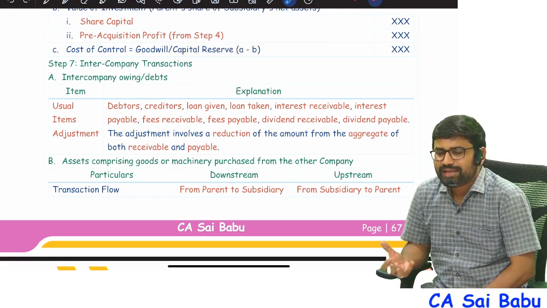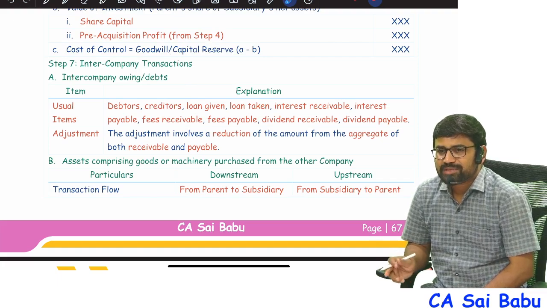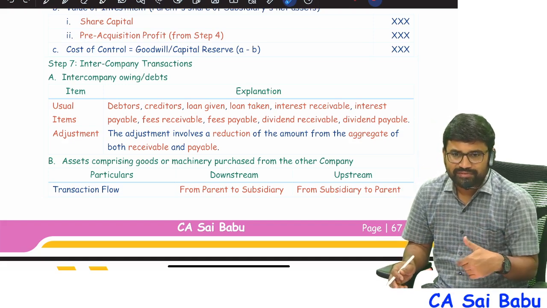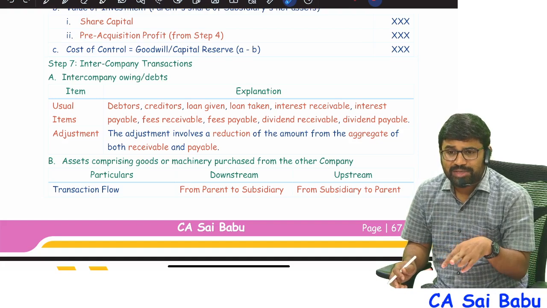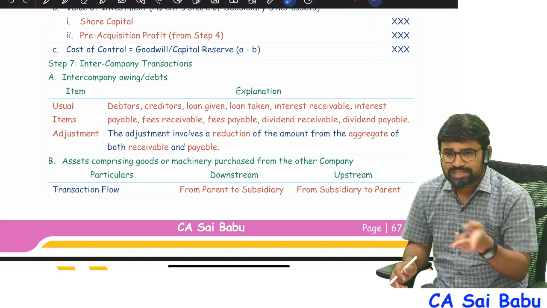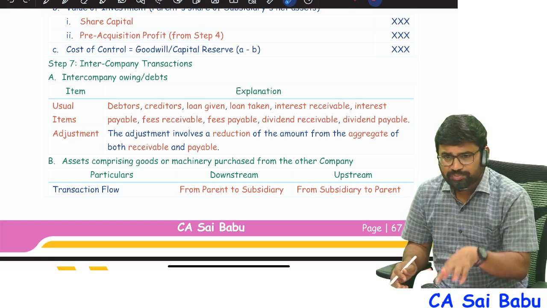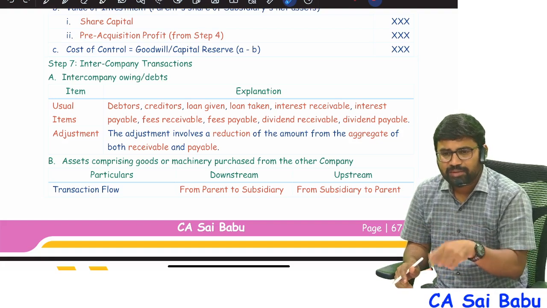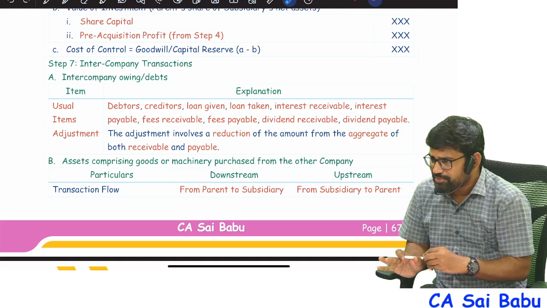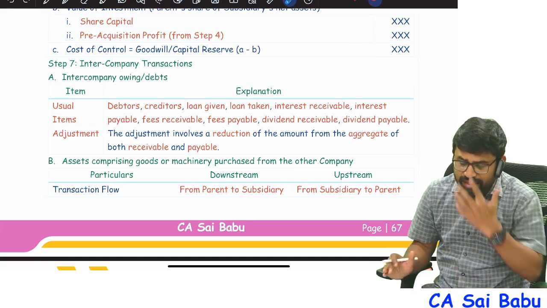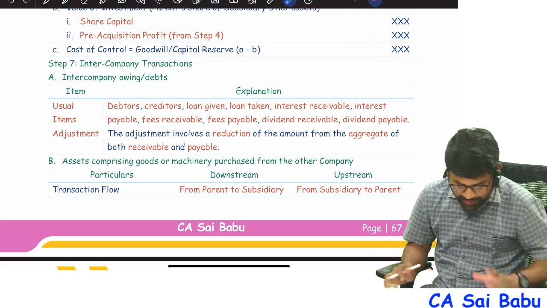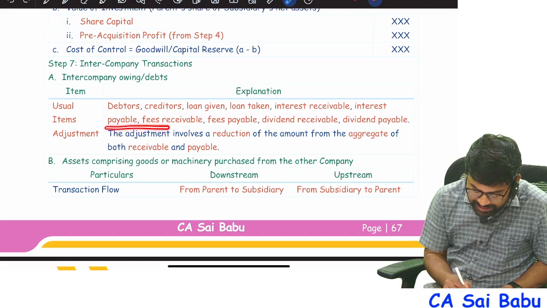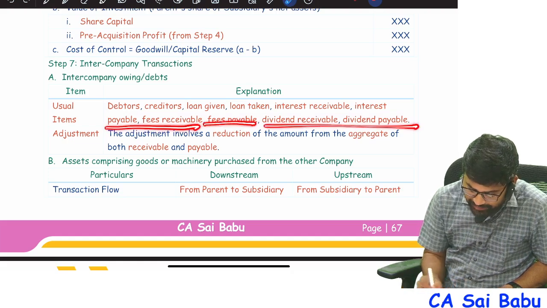Common sense. Why we will adjust? Because parent and subsidiary is treated as one entity only, na? So I can't owe amount to myself. So therefore, like in amalgamation we have done, trade receivables, trade payables, bills receivable, bills payable, loan given, loan received, we adjusted, na? Similarly, parent company at the time of preparation of consolidated balance sheet, whatever the mutual debts are there, they will be eliminated. Like see this. Debtors, creditors, loans given, loans taken, interest receivable, interest payable, fees receivable, fees payable, dividend receivable, dividend payable.